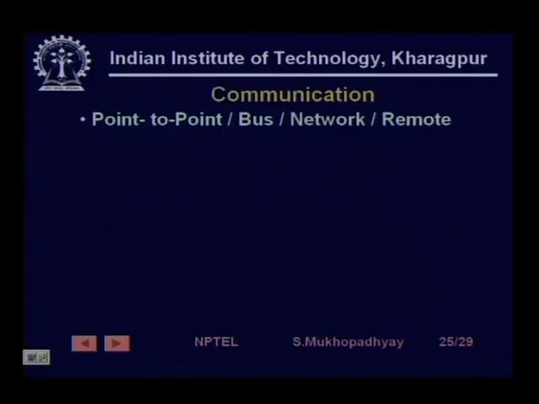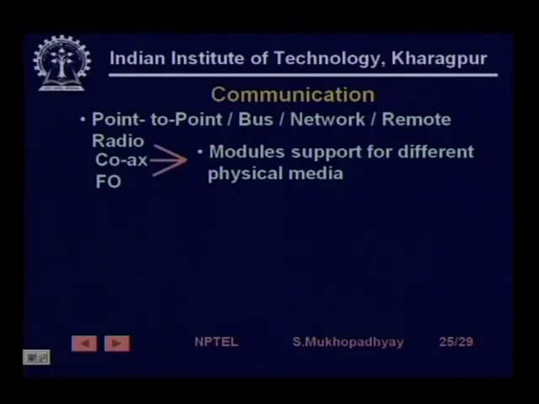Finally, another very important thing is communication. So, there are various types of communications available, as we have already told. For example, point to point, where you run direct wires from an input or output module to the actual device. There could be bus communication, which is internal to the modules, or you could have network communications, where the network is local or remote. These we have already explained. The communication medium can be various. For example, it can be radio, it can be coaxial channels, it can be fiber optic cables. So, different physical media are supported.